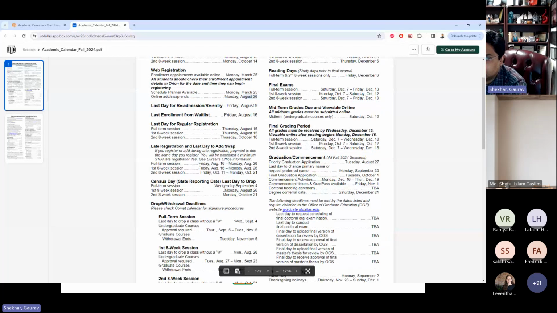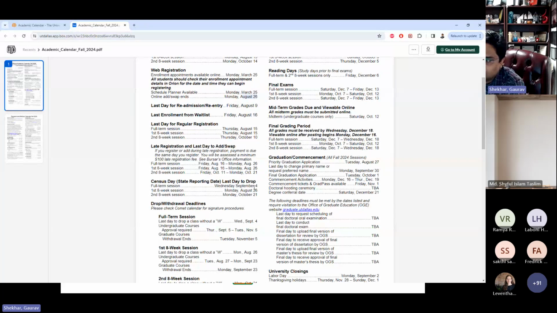What is the census day? It's September 4th. Census day is the day when we report our numbers to the state. That's why it's a reporting deadline for us, but it's also an important deadline from the school perspective for the very same reason, that our official reporting has happened by then.